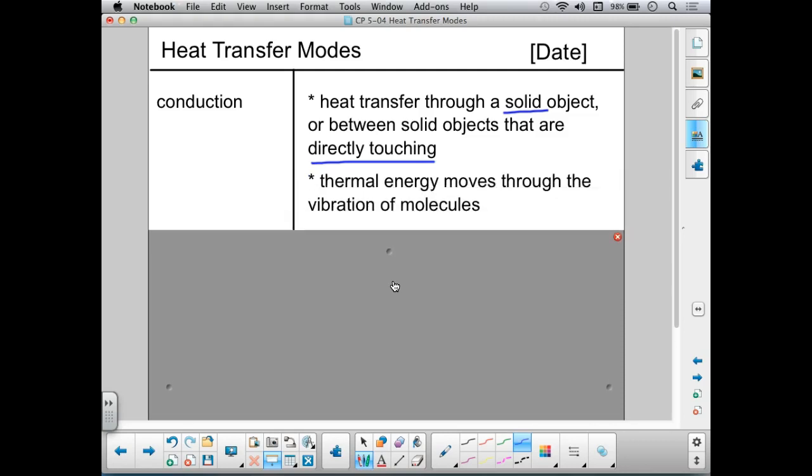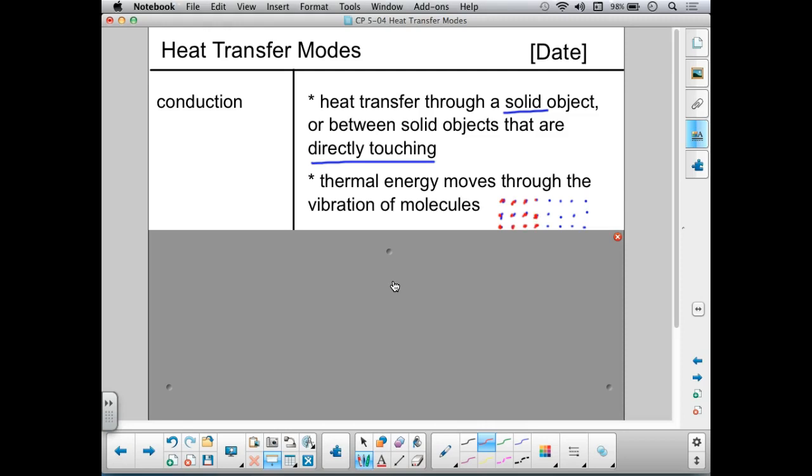Thermal energy can also move through the vibration of molecules. What we mean by that is, if we zoom way in on a solid object, I would have molecules that make up that solid object. Let's say one side of this solid object has a higher temperature than the other side. Those are my red dots over there. These hotter molecules are going to be vibrating more because they're at a higher temperature. We know that from previous lectures.